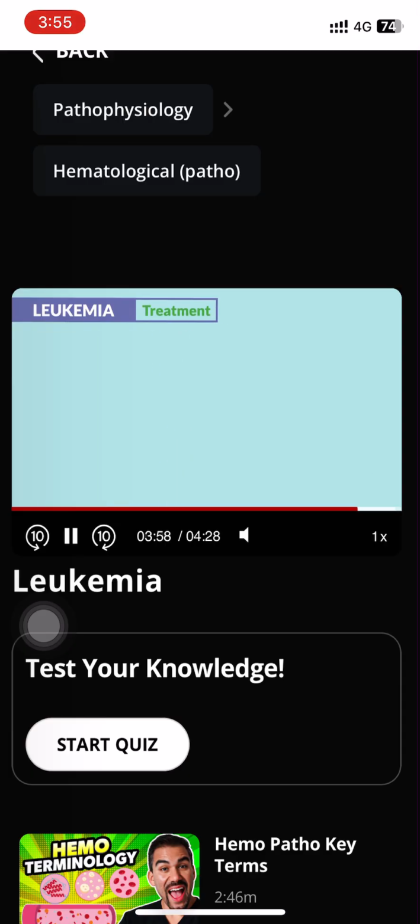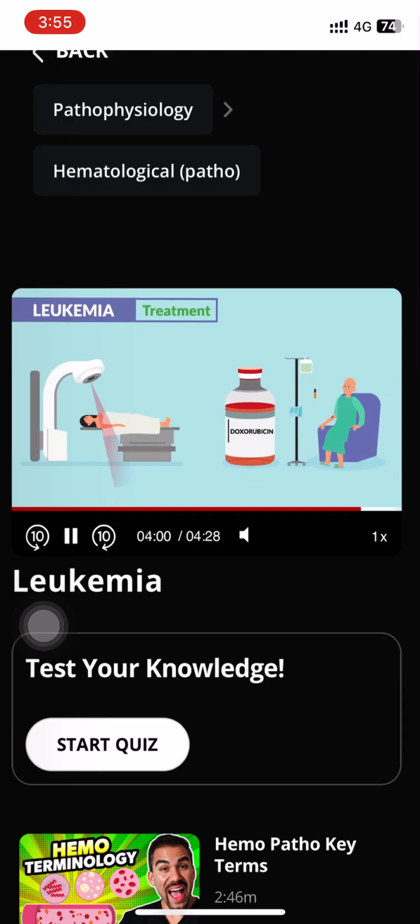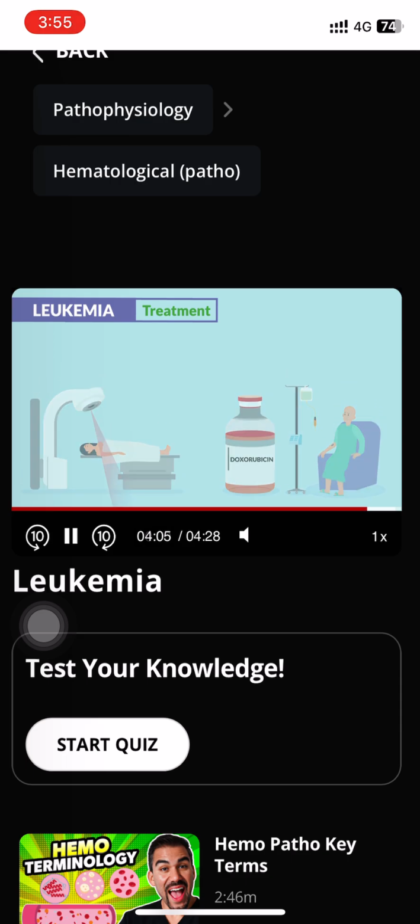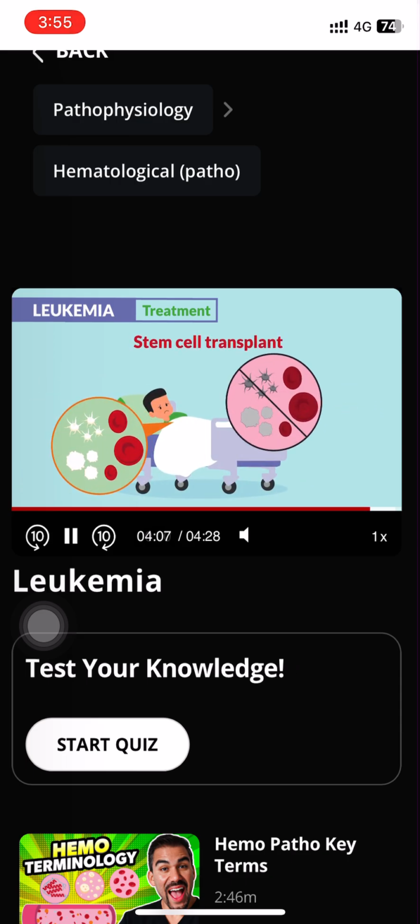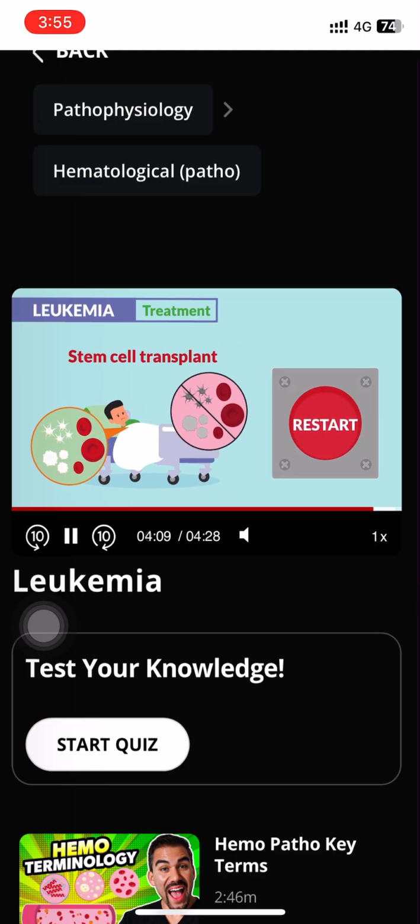Now, in terms of the treatments, we use radiation and chemotherapy to kill everything off, the good guys and the bad guys too. And very rarely we use a stem cell transplant, like hitting the restart button to reboot the entire system for bone marrow.